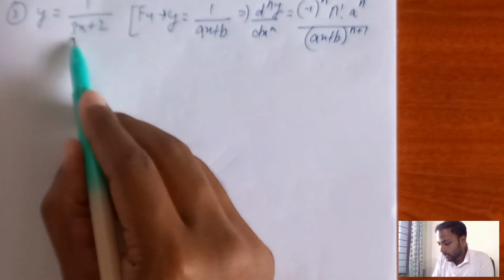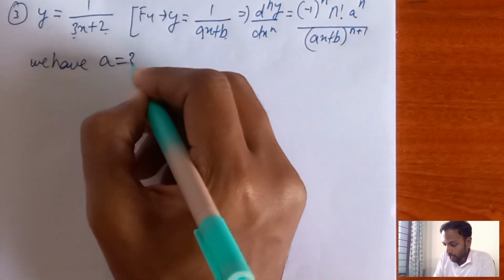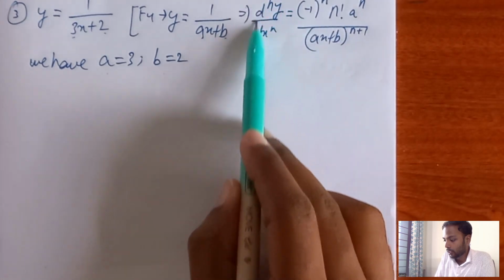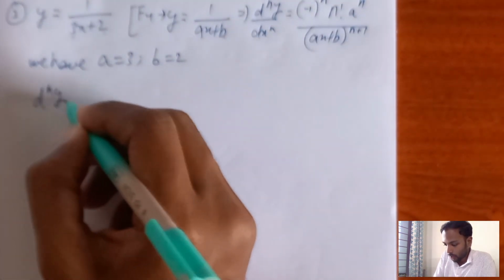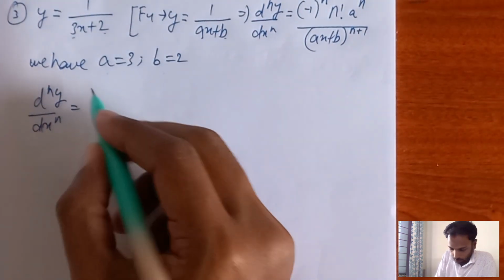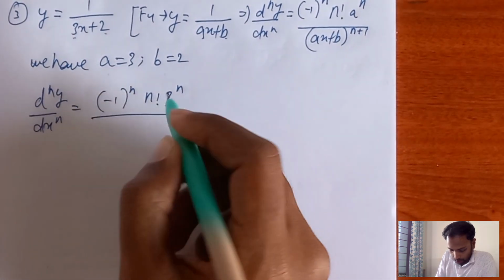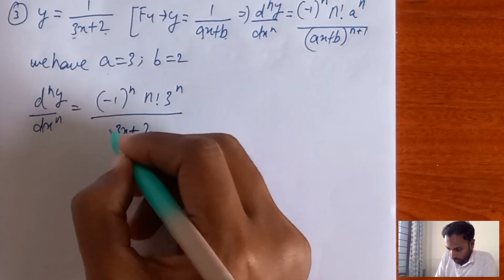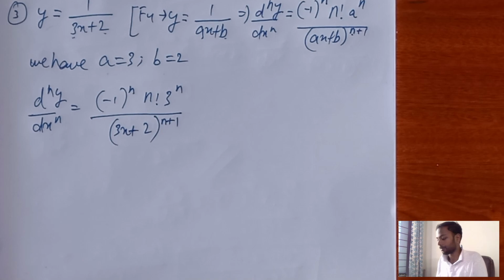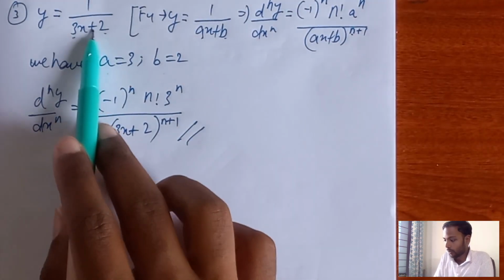So in place of a, there is 3. In place of b, there is 2. So we have a is equal to 3 and b is equal to 2. Put a and b in this formula and find the nth derivative. You will get minus 1 to the power n, n factorial, 3 power n by 3x plus 2 to the power n plus 1. So this is the nth derivative of the given function.